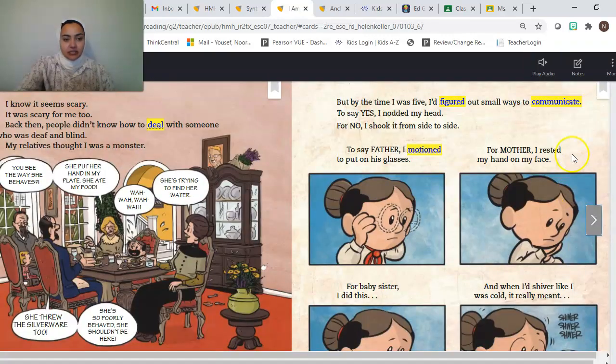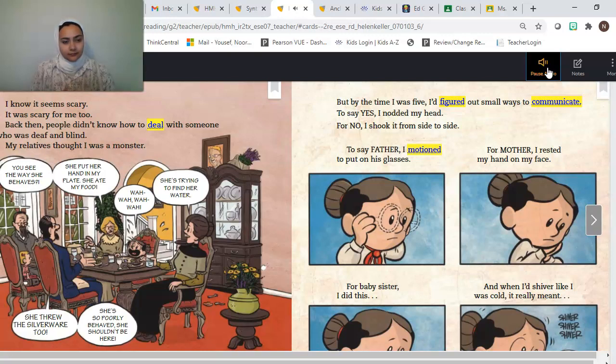There's going to be a lot of changes in Miss Helen Keller's life. I know it seems scary. It was scary for me, too. Back then, people didn't know how to deal with someone who was deaf and blind. My relatives thought I was a monster.